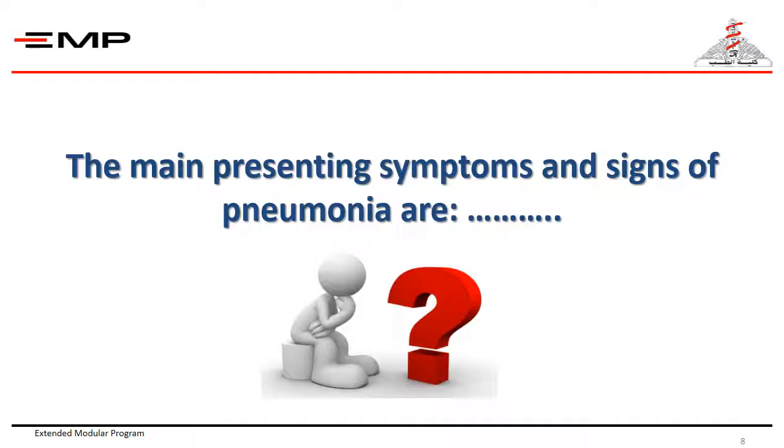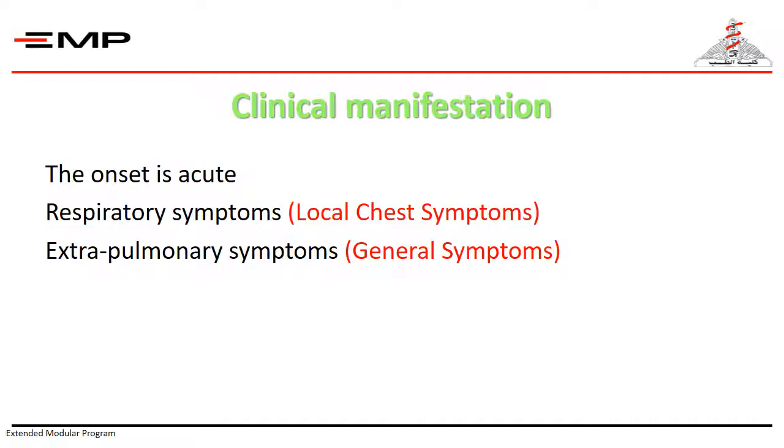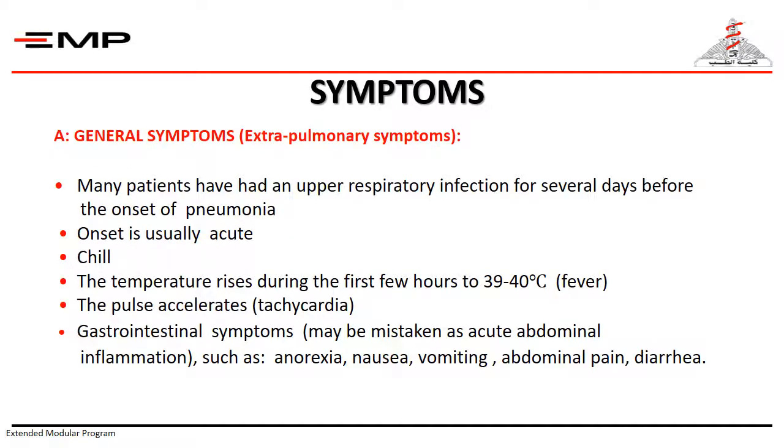As regards clinical manifestations or clinical diagnosis for pneumonia, we should know that the onset of pneumonia is acute, and the clinical manifestations of the patient may be presented by respiratory symptoms or local chest symptoms and extrapulmonary symptoms or general manifestations. As regards symptoms, we are going to talk about general symptoms or extrapulmonary symptoms. Many patients have had an upper respiratory tract infection for several days before the onset of pneumonia. The onset is usually acute.